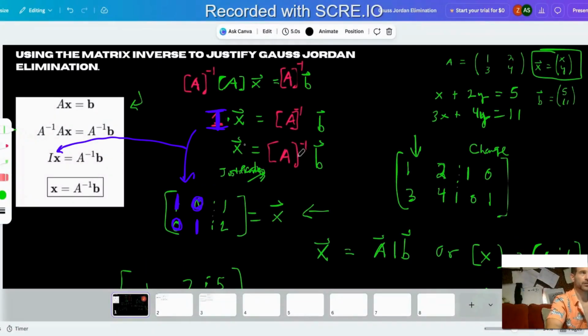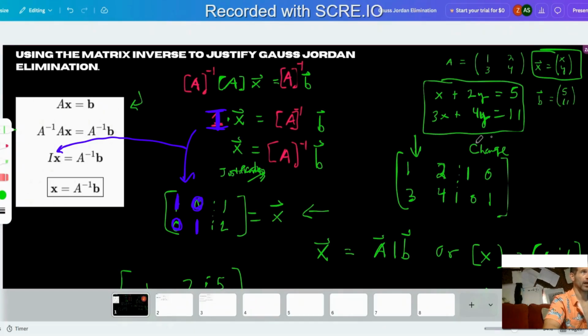So just to recap what was going on here, we were talking about using the matrix inverse to justify Gauss Jordan elimination. And we'll start with some matrix A, right? The form with some equation x plus 2y equals 5, 3x plus 4y equals 11, some system of equations. And we'll extract our matrix A from the coefficients in front of our standard form like I have done in my other video. So 1, 2, 3, 4 is your matrix A, 5, 11 is your column vector.